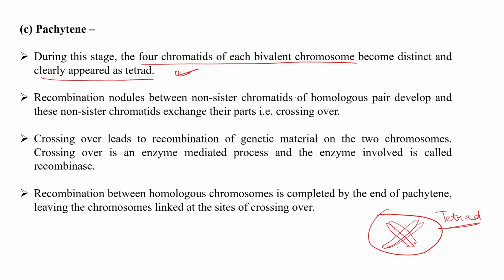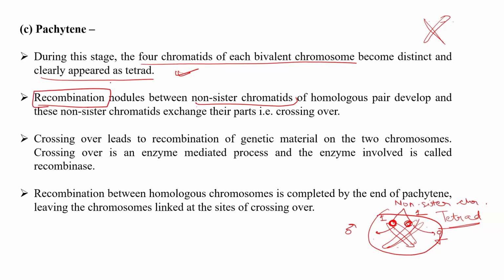Recombination nodules form between non-sister chromatids. In mitosis, we see they were called sister chromatids as they are the chromatids of the same chromosome. But in this, suppose this is one, this is also one. This is from the paternal side, this is from the maternal side. Now the sister chromatid of the paternal with the maternal is called the non-sister chromatid. This is very important. The recombination nodule is formed between the non-sister chromatids.